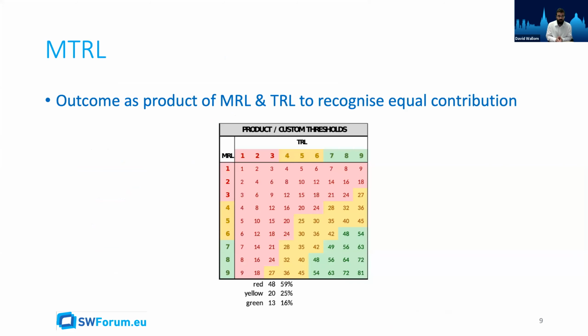So market and technology readiness level is a product of the values of MRL and TRL that are applied to the product or service that you're actually developing. And within the Software Forum, we've set this up so that it is a pure product between the two. Rather than any sort of weighting, we recognize the equal contribution for success in terms of technology and marketing.